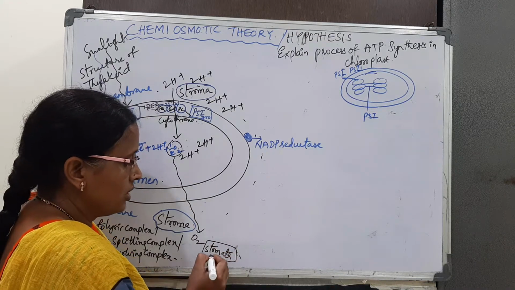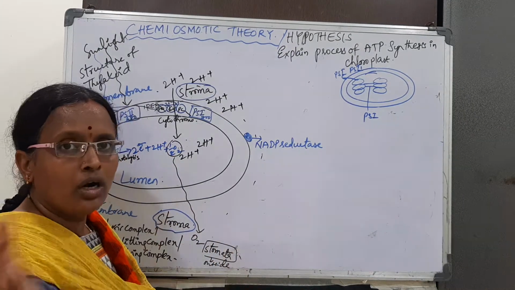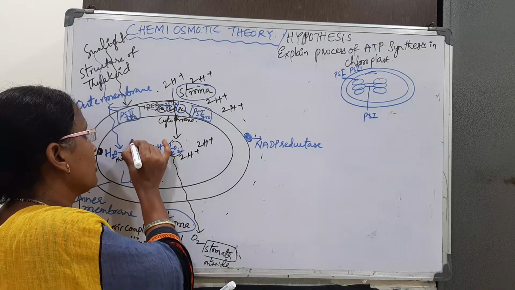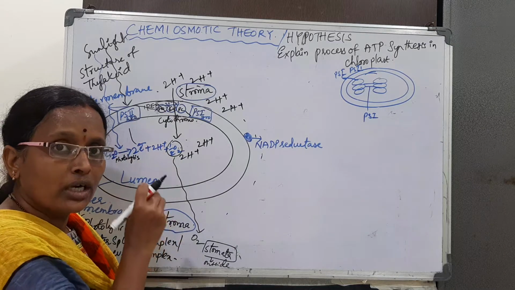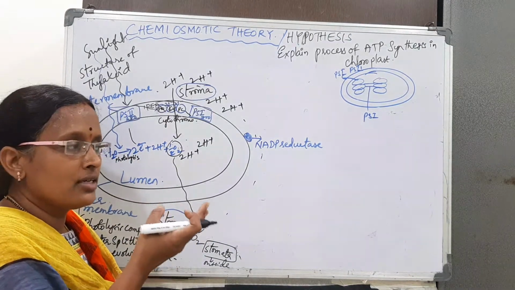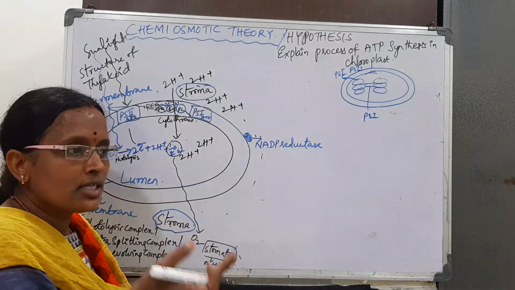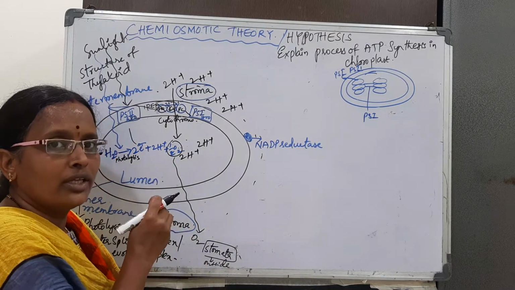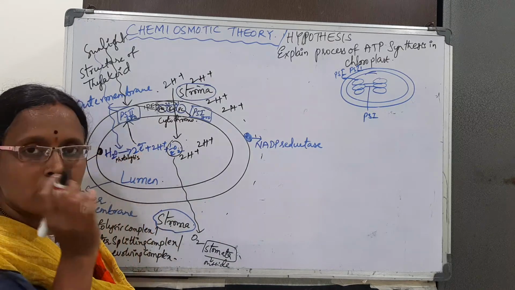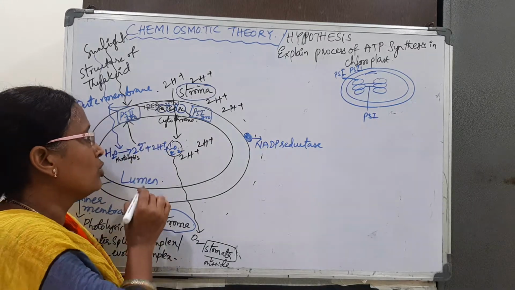Through the stomata, they are released to the outside. Then coming to the electrons: on one side, because the photosystem is continuously exposed to light, electrons are continuously being lost. To replenish that, the electrons coming from the photolysis of water reach photosystem 2.